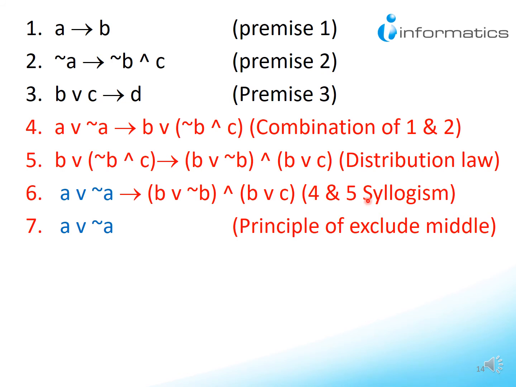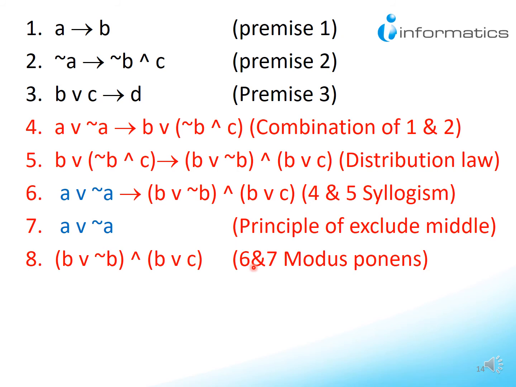Now we can apply syllogism for statements 4 and 5. Statement 4 is in the form of x imply y. Statement 5 is in the form of y imply z. So overall we can have x imply z. Next, we can use the principle of excluded middle. We say that A or not A is always true.